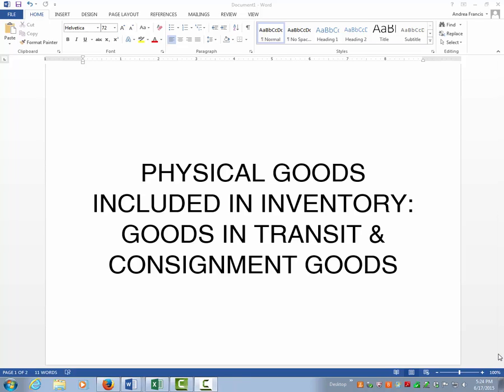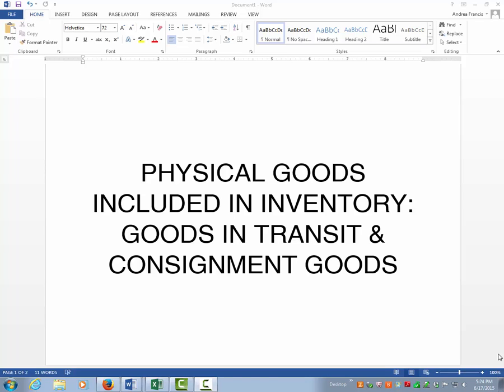An important consideration when accountants are dealing with the inventory account, which, as you know, is a current asset that goes onto the balance sheet, is which physical goods should be included in inventory. As you know, all companies are required to do a physical inventory count at the end of the year. That count is for whatever is in the warehouse or on the premises of the company, but there are two additional considerations in the form of goods in transit and consignment goods.